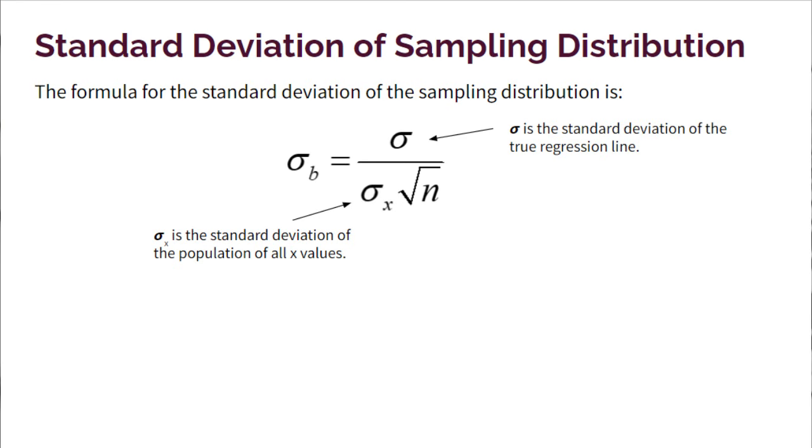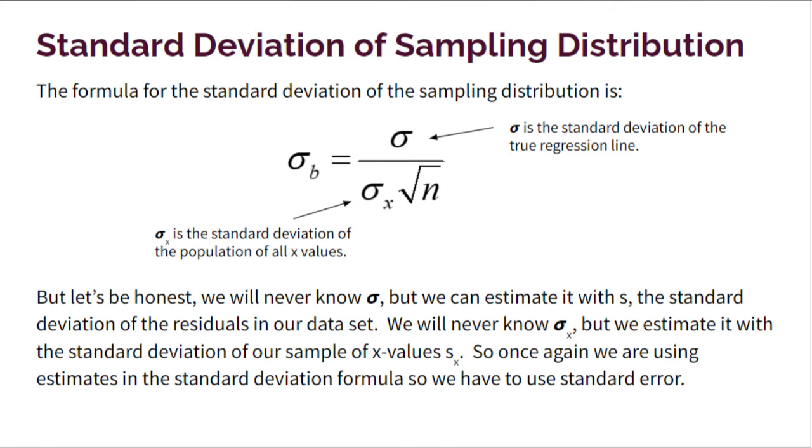Now, here is the formula for the standard deviation of the sampling distribution for sample slopes. It's a little bit tricky and kind of ugly, but don't worry too much about it right now, and I'll explain more in the video. Now, it starts off with first understand that this is going to be the standard deviation for those sample slopes, lower b. Now, kind of a complicated formula. In the numerator is the standard deviation of the true regression line, and the denominator is the standard deviation of our x values multiplied by the square root of our sample size n. But let's be honest, we're never really going to know sigma. That's the standard deviation of the true regression line.